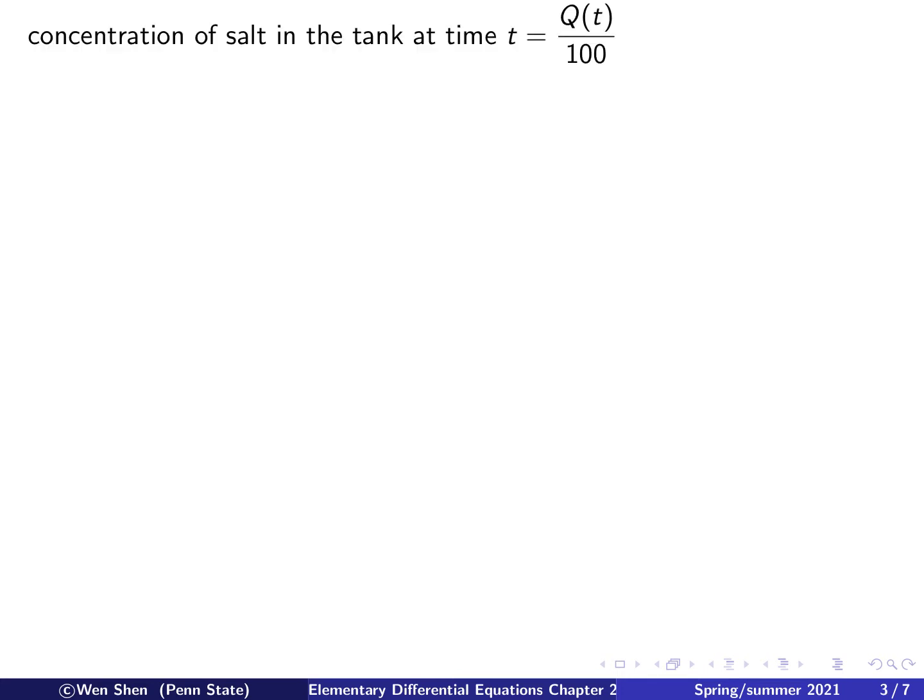Now we need to find the out rate, but before that we need a quantity. That is, we need to find the concentration of salt of the mixture in the tank at time t, provided that Q of t is the amount of salt in it. That's our quantity. Okay, so that's a simple computation because we have 100 gallons in the tank and we have Q pounds of salt, and then the concentration is just the ratio between them.